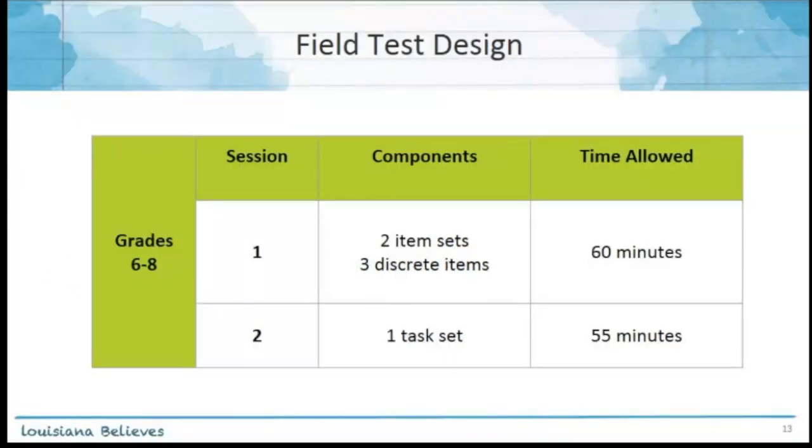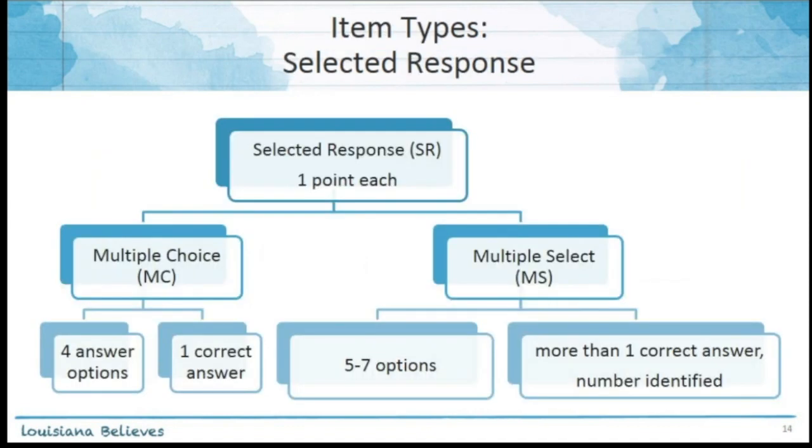All right, for grades 6 through 8, session 1 is going to have 2 item sets and 3 discrete items. They're going to be allowed 60 minutes. Session 2 is 1 task set, 55 minutes. And we're going to talk about what an item set and what a task set is in just a moment.